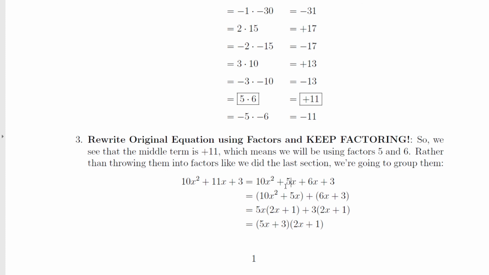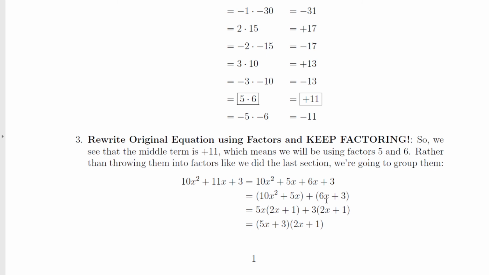And the reason why is that when you group them, you want these numbers right here, the 10 and the 5, to have their own factors. Just like right here, the 6 and the 3 also have shared or common factors. Okay? So 10 and 5 have a common factor of 5, and 6 and 3 also have a common factor of 3, and that's kind of what we're looking for.